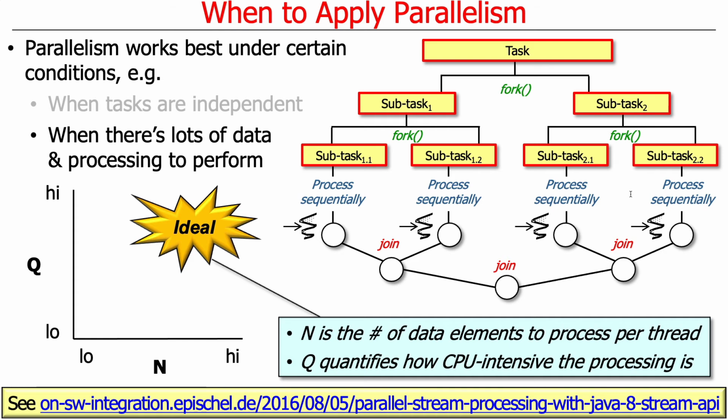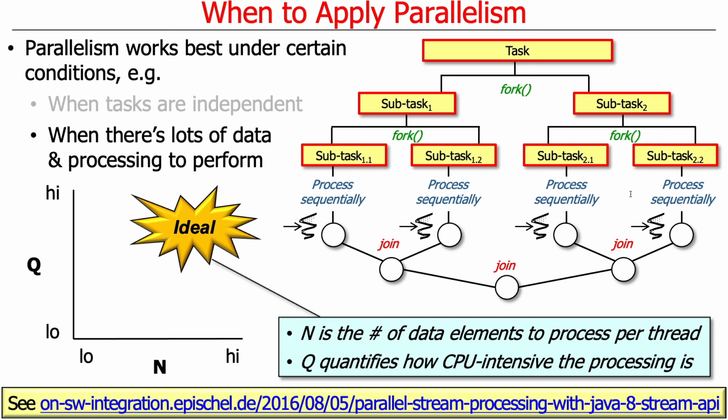And the other one is Q. Q is a quantification of how CPU intensive the processing is. So if you have to do a lot of computation for each data element, like trying to factor a large prime number, or trying to break a password using some kind of decryption algorithm, then if Q is large, in other words the amount of processing is high, you're going to get a bigger win from parallel computing.